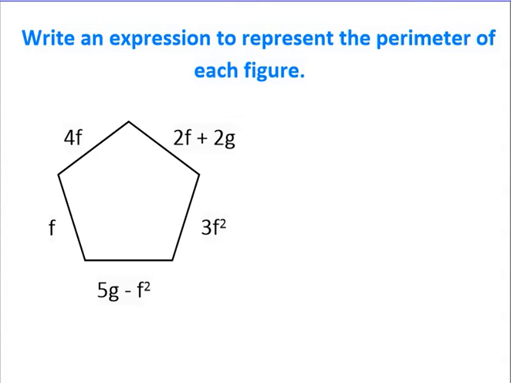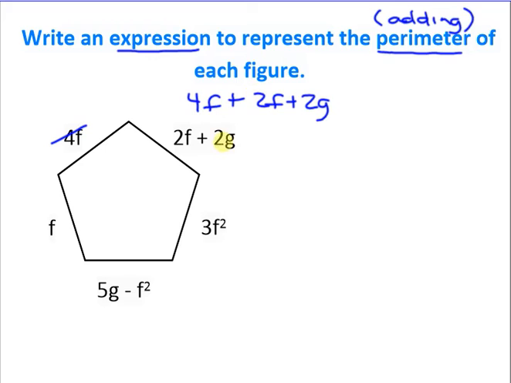All right, now we have a little bit of a bigger one here. We're still going to write an expression to represent the perimeter. And remember, perimeter means adding them all together. I'm going to start over here, but you can start anywhere you want to. So we have 4f plus 2f plus 2g plus 3f squared plus 5g minus f squared.